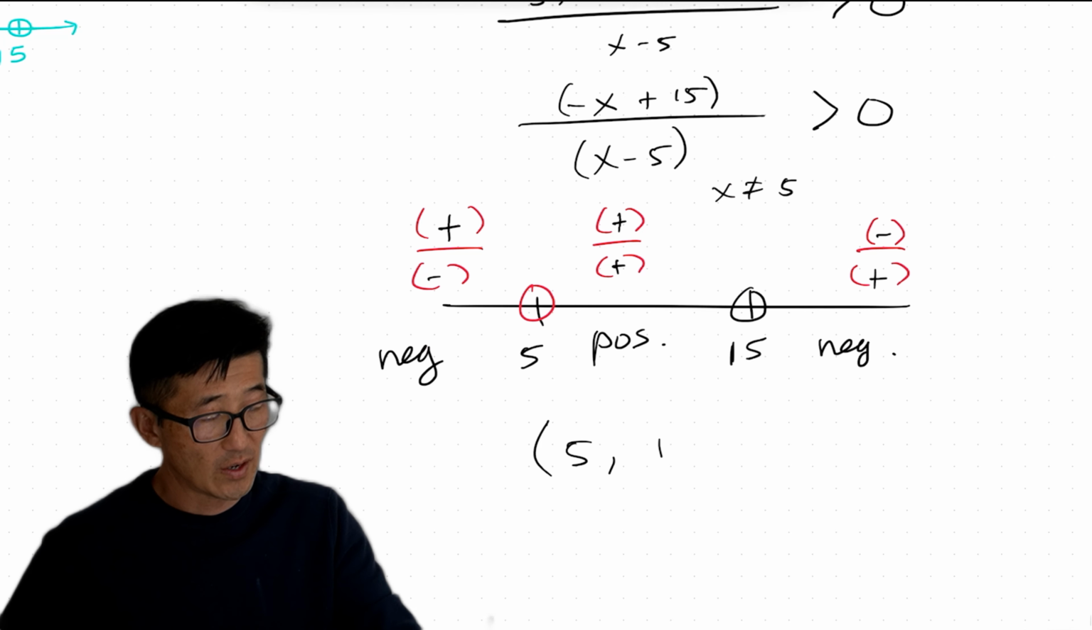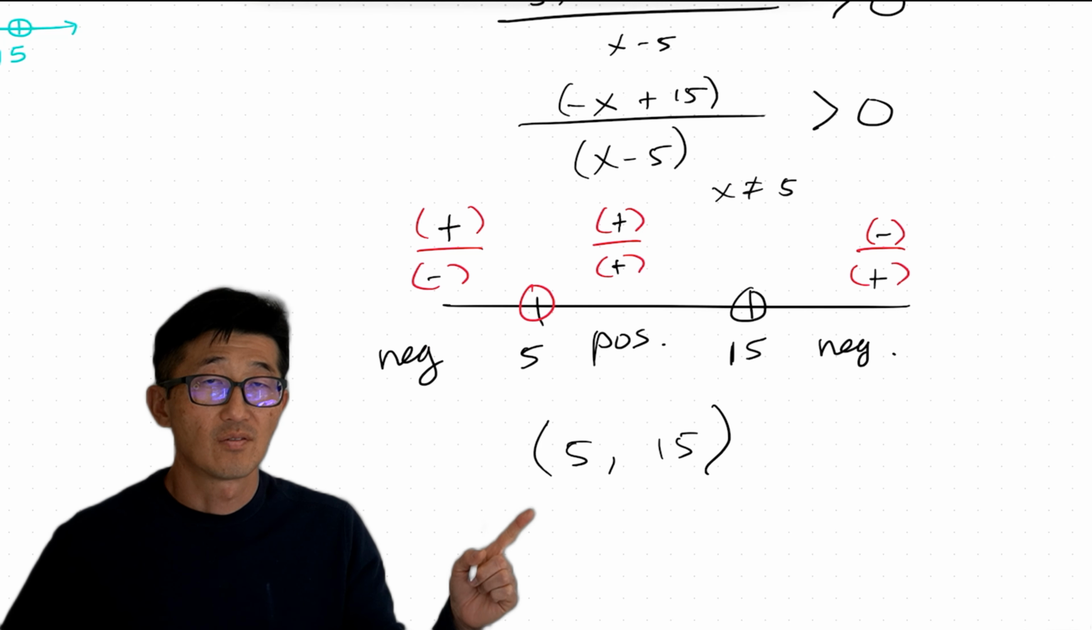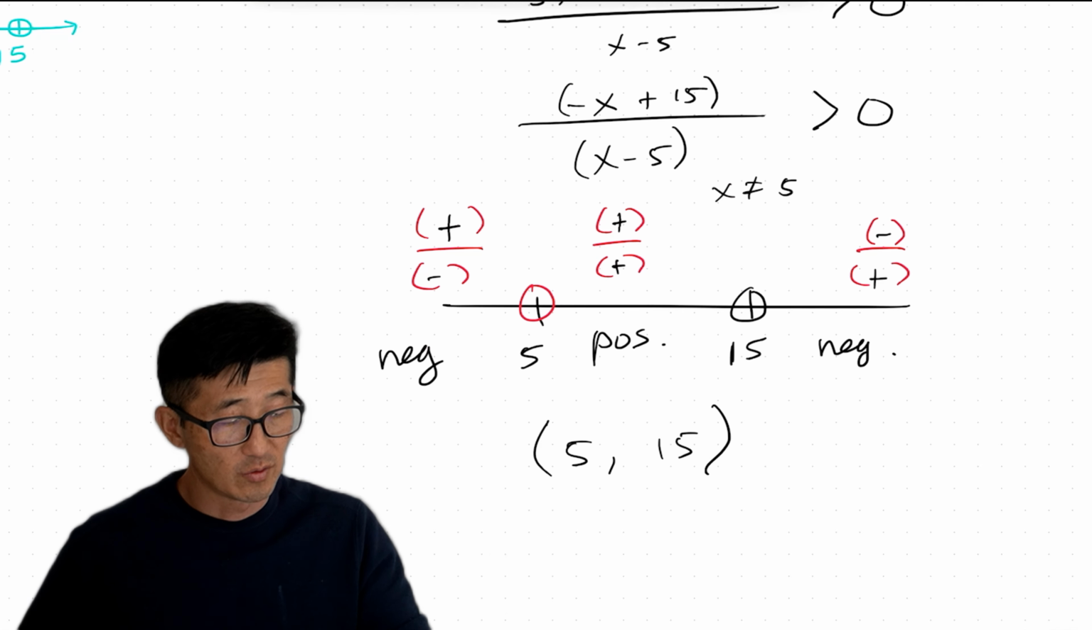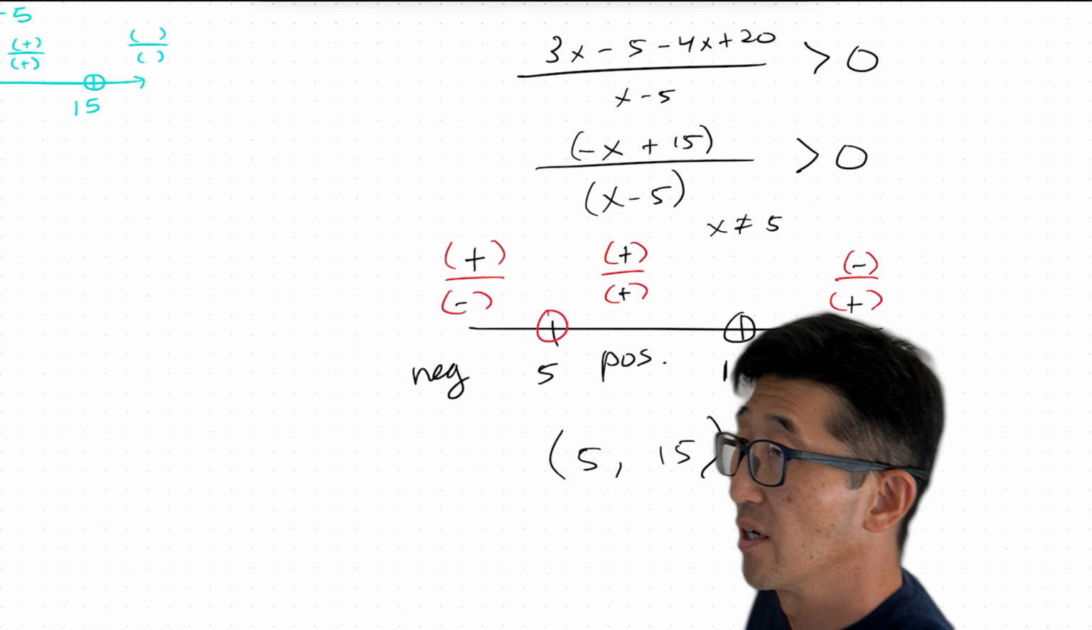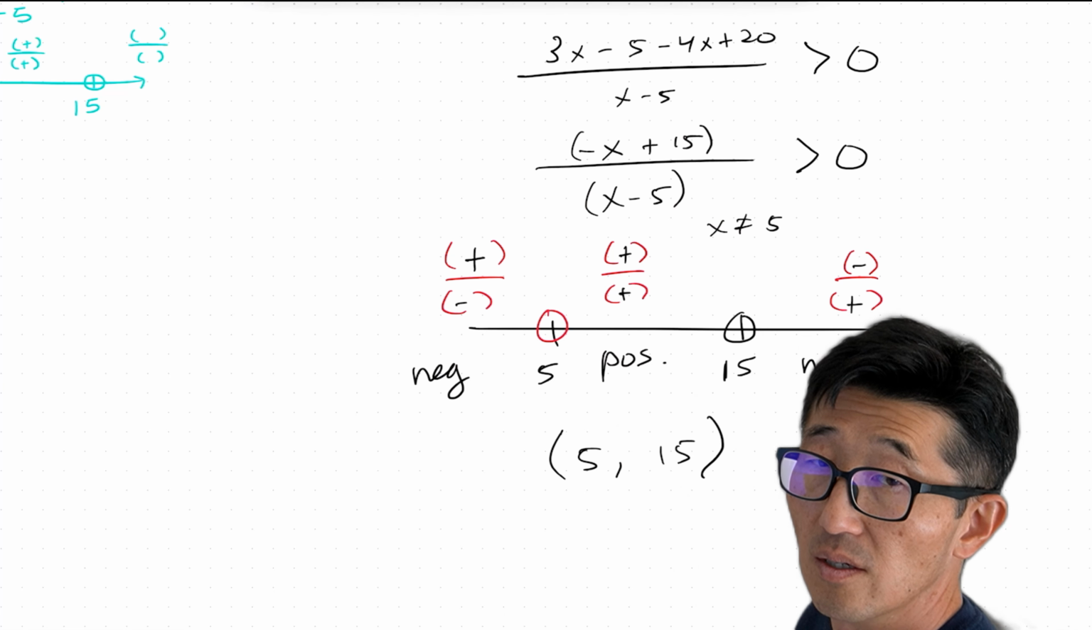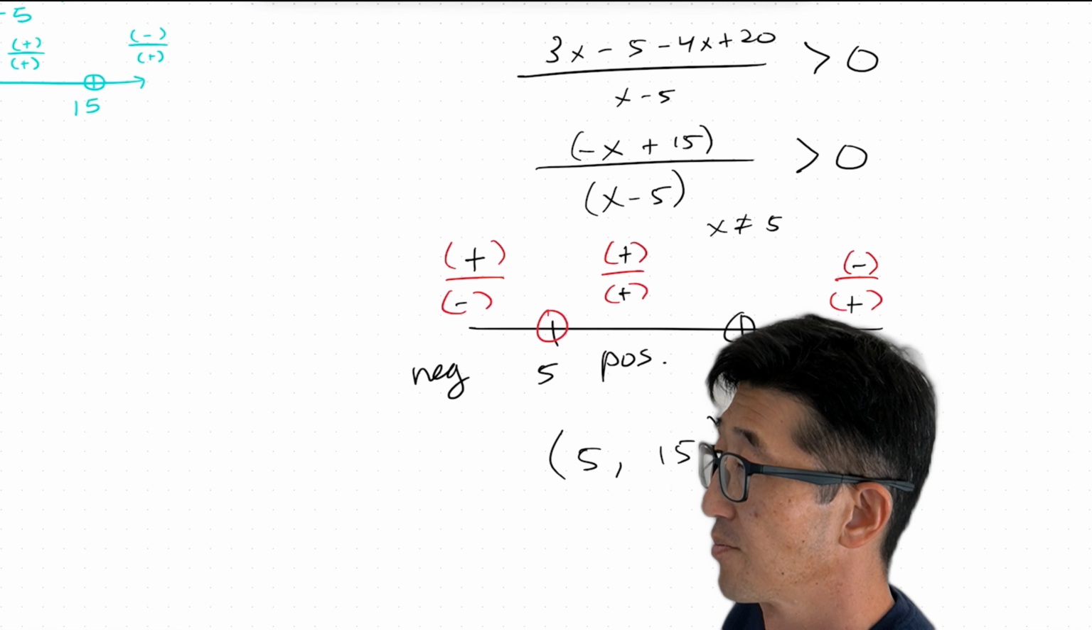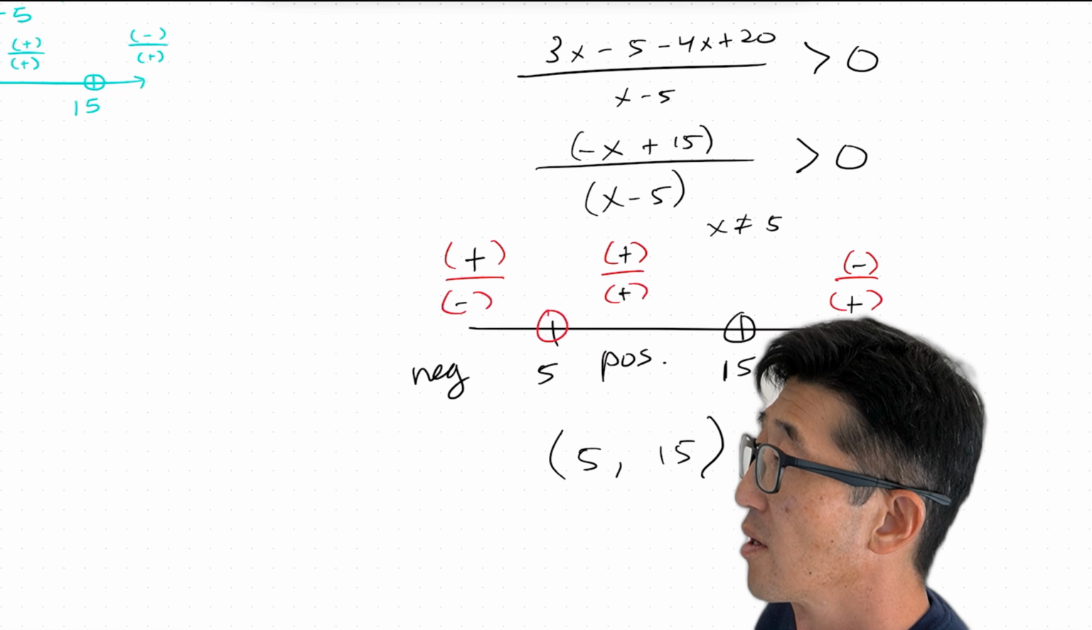So what's our answer? The interval between 5 to what? 15. Okay, with open intervals. Okay, got it? Wait, I thought it was touching with 15. Oh, no, never mind. That was just the example.